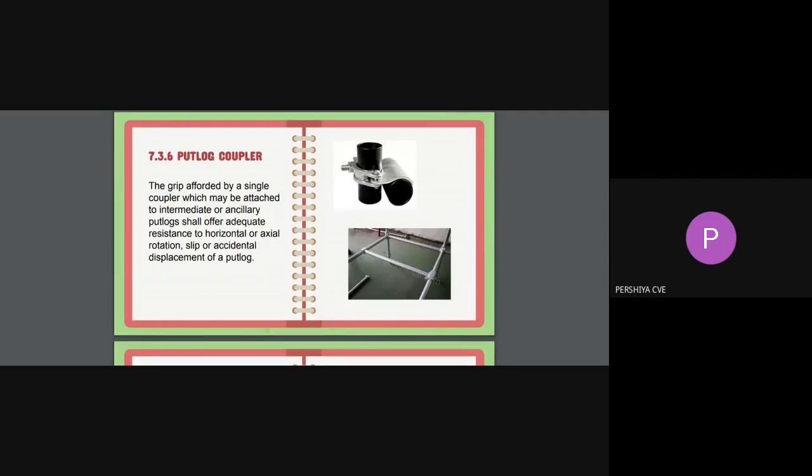Footlock couplers are nothing but non-load bearing fittings that connect two scaffold tubes at 90 degrees, as shown in this figure. They should be used horizontally for connecting transoms and ledgers.